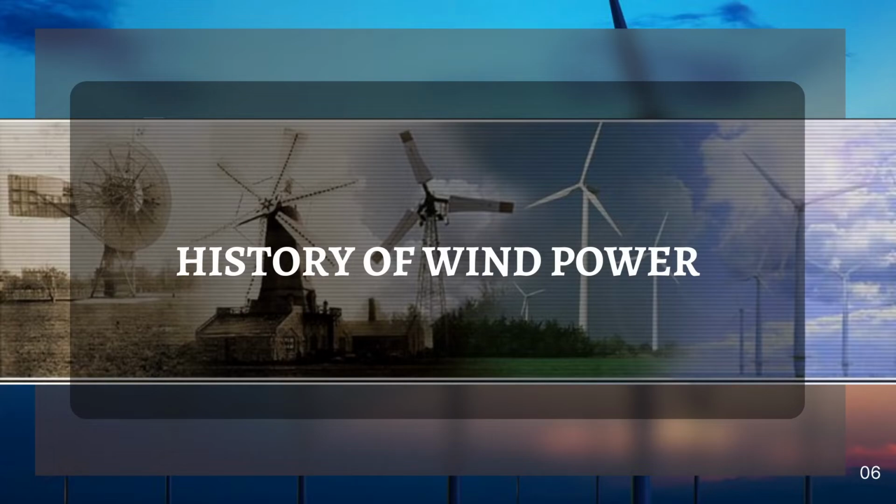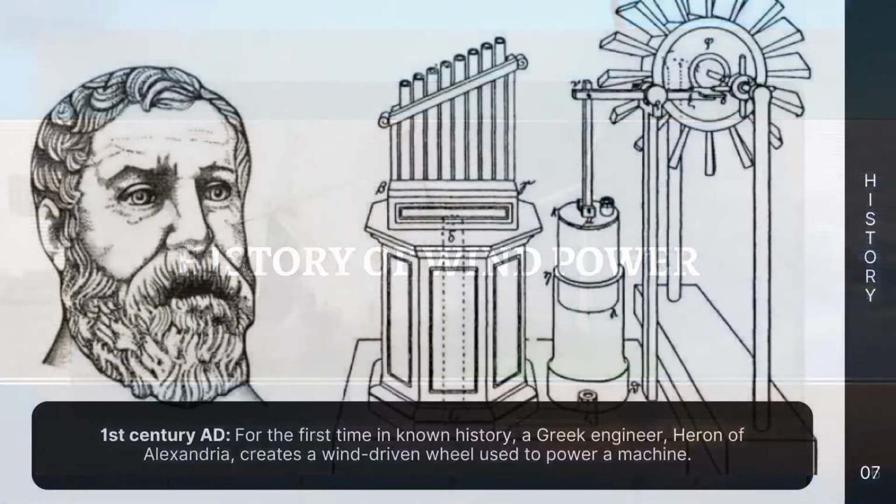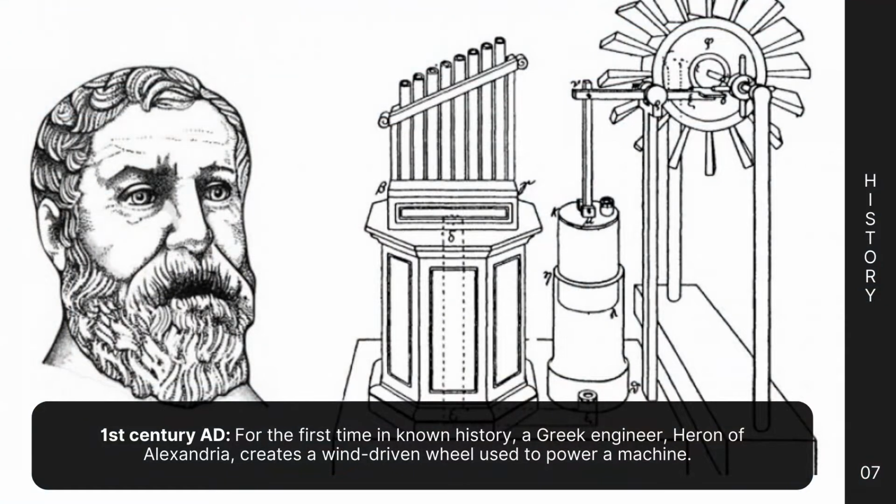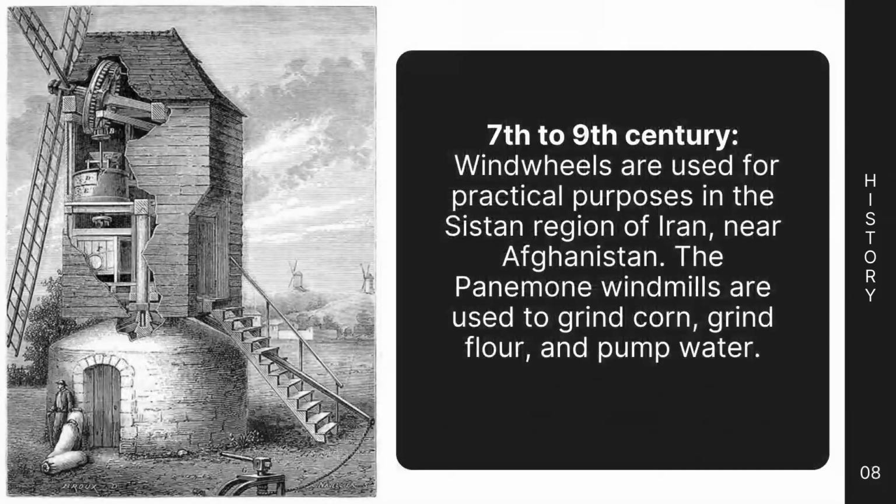History of wind power. In the 1st century AD, for the first time in known history, a Greek engineer, Heron of Alexandria, creates a wind-driven wheel used to power a machine. By the 7th to 9th century, windmills are used for practical purposes in the Sistan region of Iran near Afghanistan. Panemone windmills are used to grind corn, grind flour, and pump water.